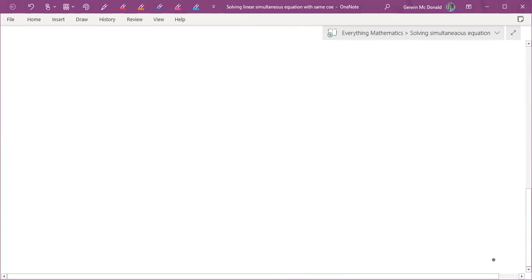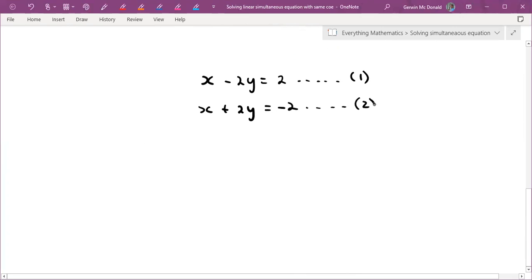Good. Let's do another example. So here we have x minus 2y is equal to 2. And then we have x plus 2y is equal to negative 2. Again, let's call this one equation 1. Let's call this one equation 2.